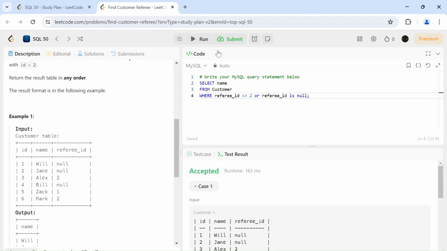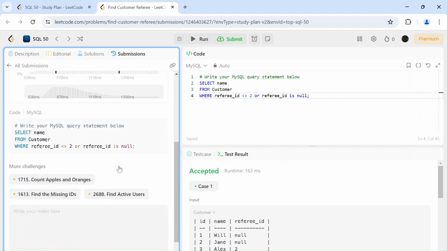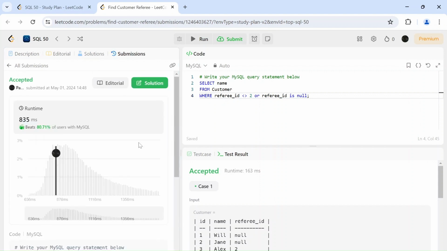Yeah, it is accepted. I will just submit this so that we will know it is being accepted for all test cases. Yes, it does. So that's about this video.